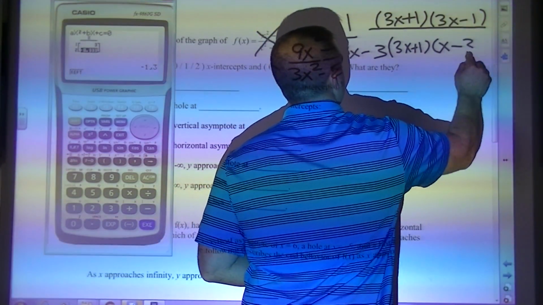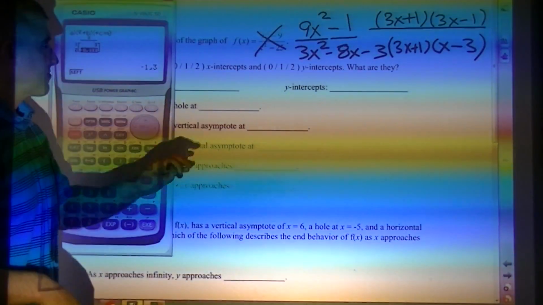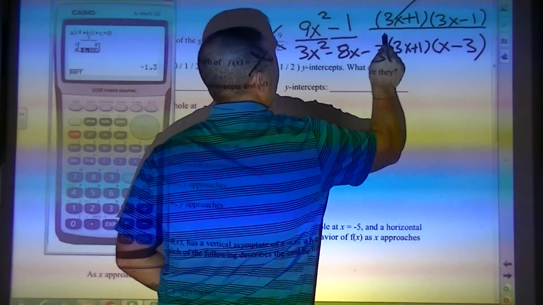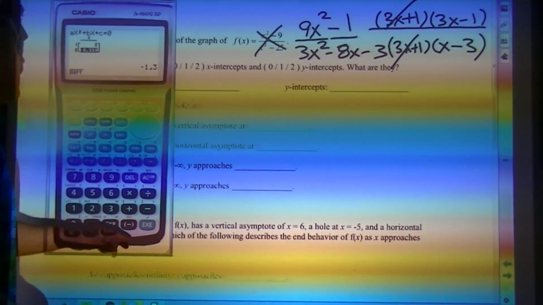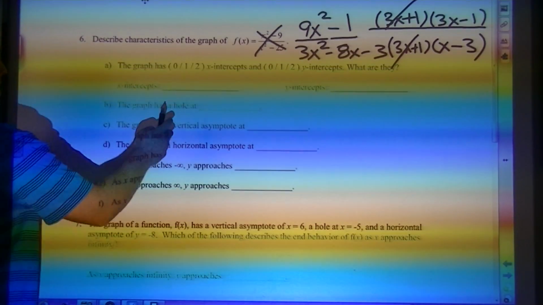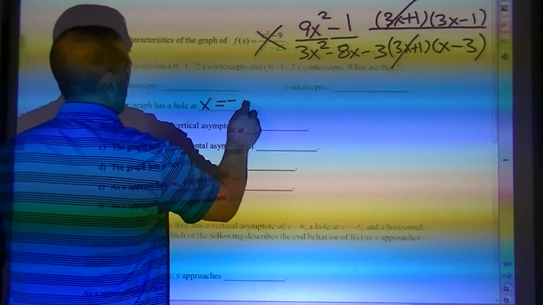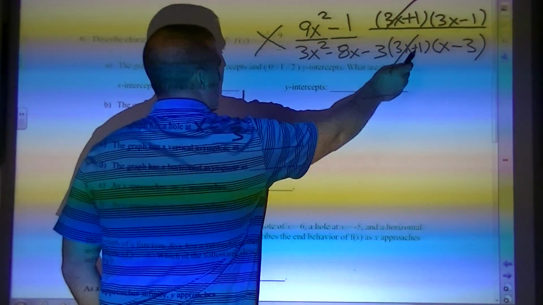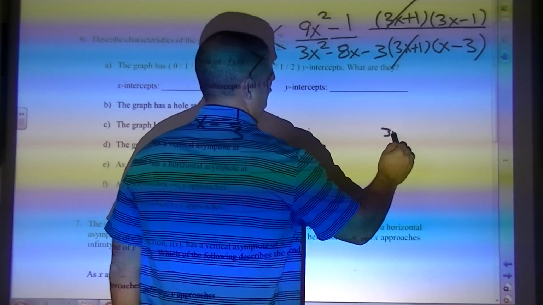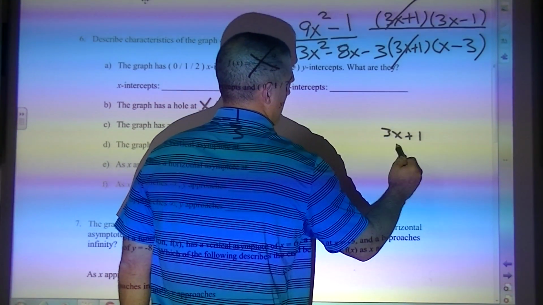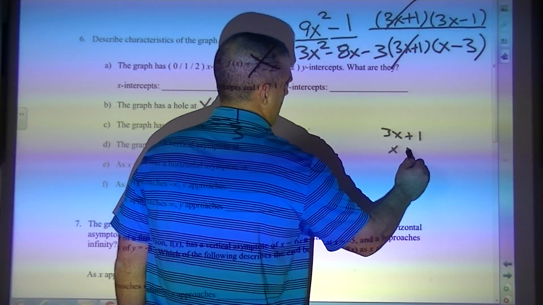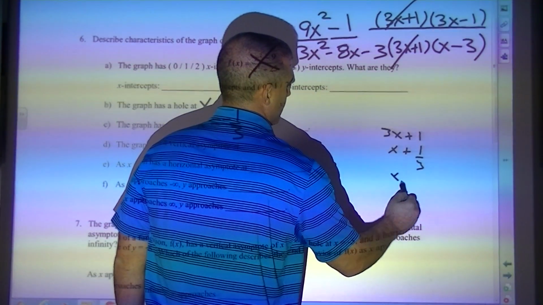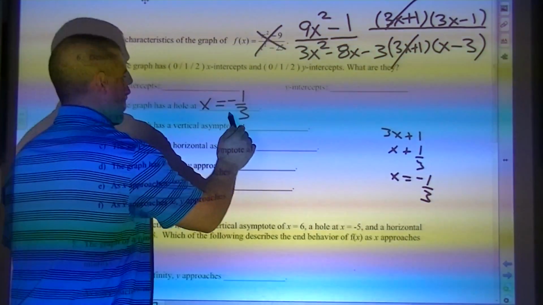Now as you can see, I can cross off these. If you look at this example, I'd have a hole at negative 1/3, because that's the solution for that. The idea is it's really x plus 1/3, x equals negative 1/3. That's how you get that.